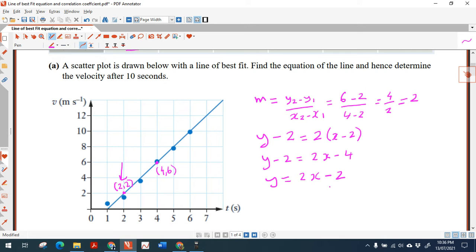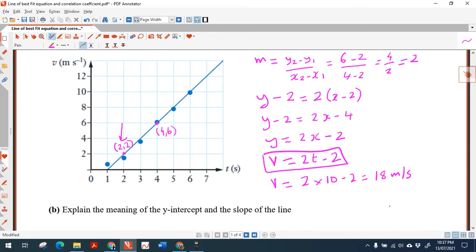Okay, so there's my equation. Now don't forget we've got velocity and time here, so we should actually change our variables now to v equals 2t minus 2. So that's the final equation that we're looking at. Okay, so now we can look at the velocity after 10 seconds. So I'm just going to sub in t equals 10. So 2 times 10 minus 2. That's going to be 18 meters per second. Done.